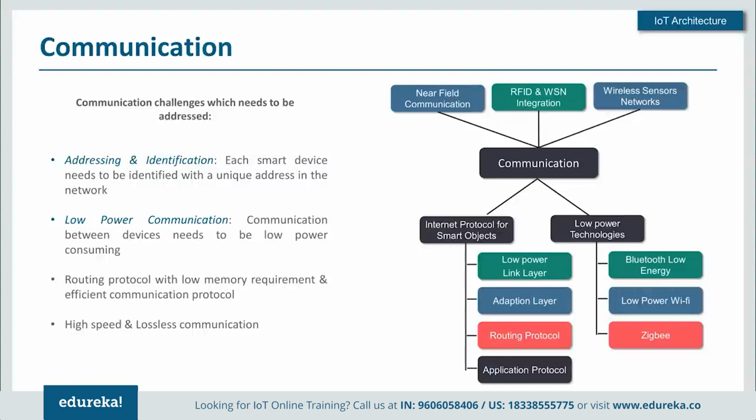Again, the information itself should use various routing protocols which require very low memory and should be very efficient. If the information needs to be bounced around different layers, going through different segments of your ecosystem, then it needs to use very little memory. And this itself should be very fast as well as seamless.